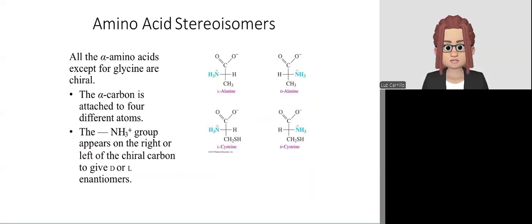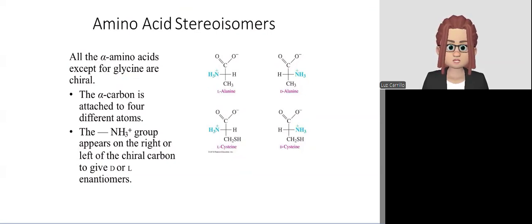The only amino acid that is not chiral is going to be glycine. Because when we look at the structure of glycine, glycine just has a CH2 at the alpha carbon, meaning that the side chain is a hydrogen. But the rest of the amino acids are chiral. They may contain one or more chiral centers.